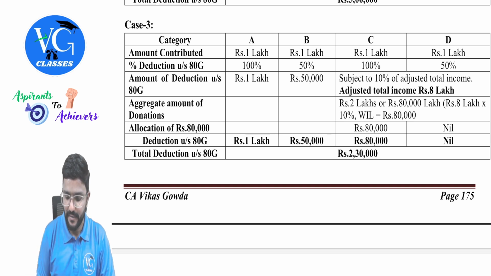Now, last case. I have changed the adjusted total income to 8 lakh. Rest all remains same, guys.